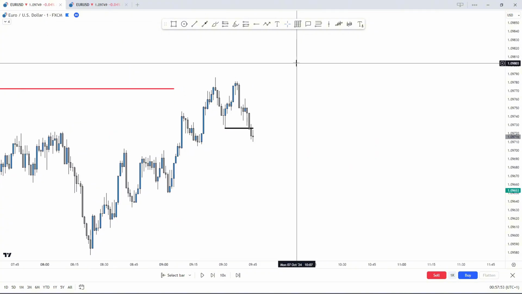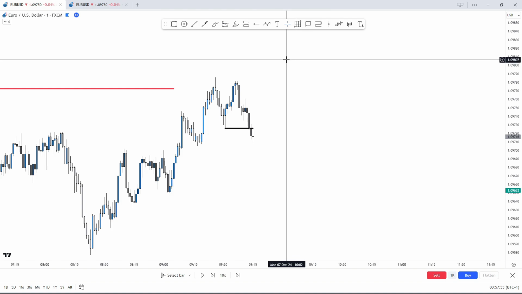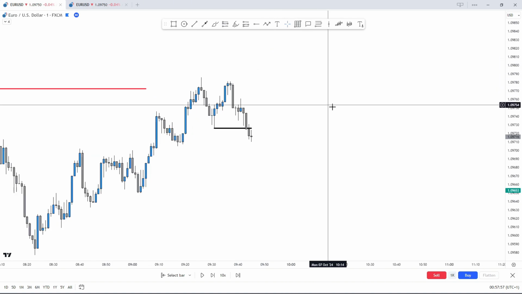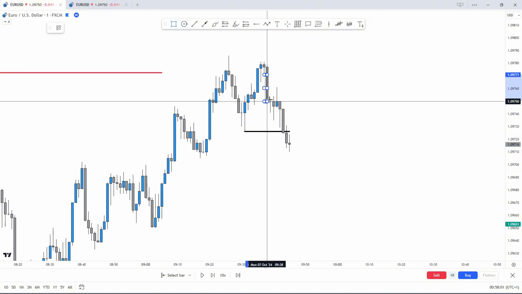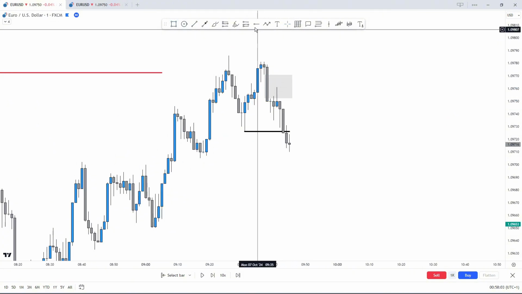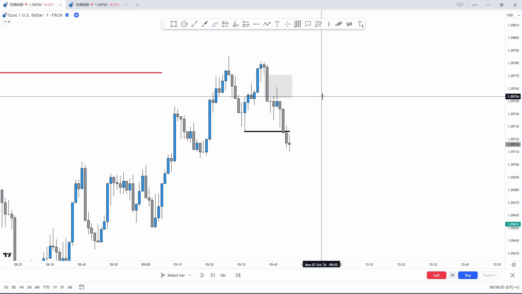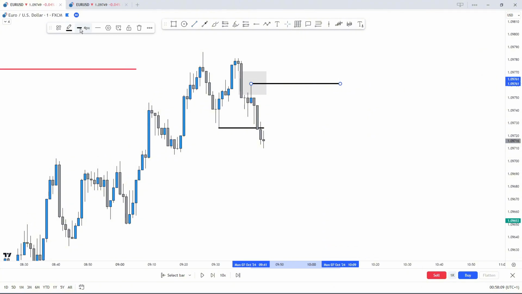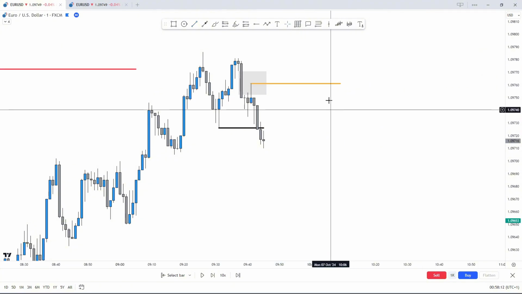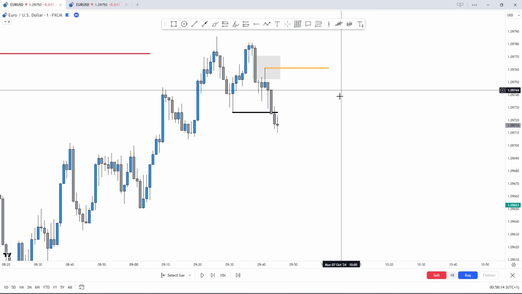Okay, shift in structure is there. Now we go for our entry. In terms of an entry, I don't see a clear entry as of yet, because this fair value gap has already been filled by this wick over here. So the new point of invalidation for this trade is this wick. I put this in gold. So this is where our stop loss will be.